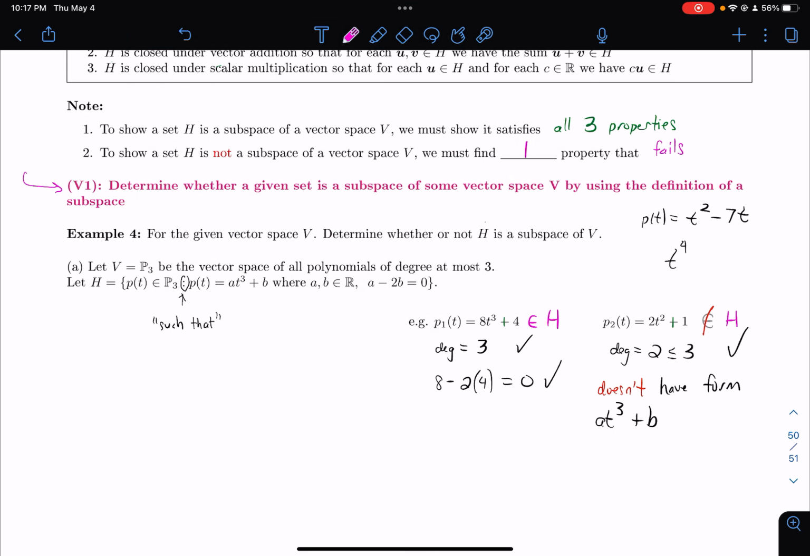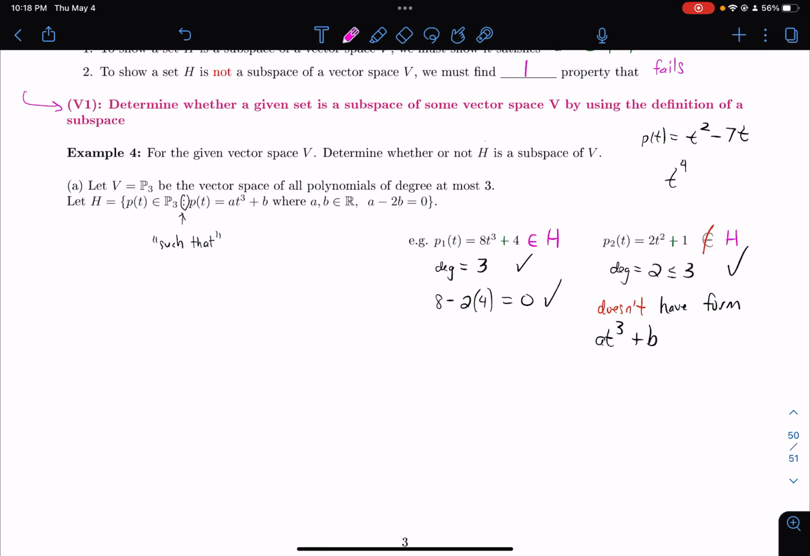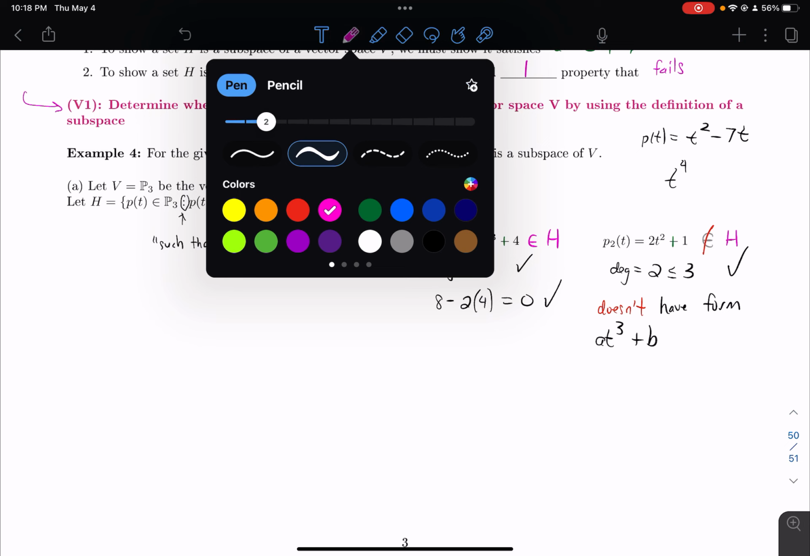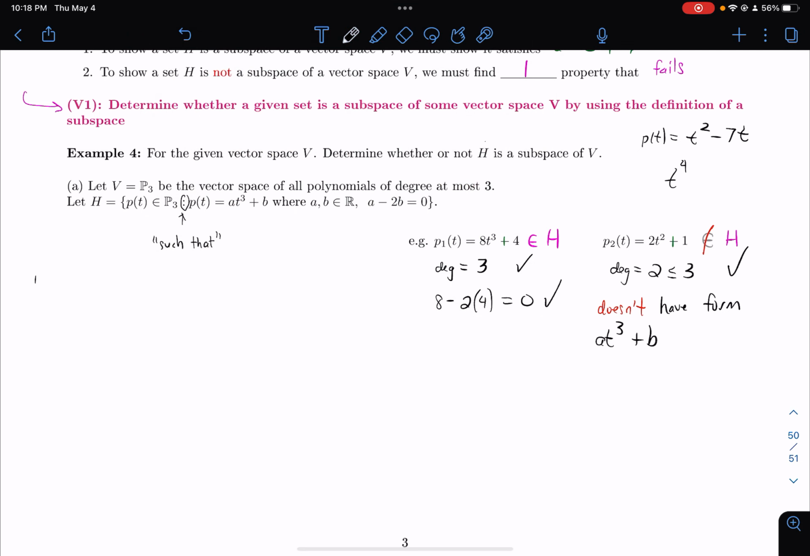Okay, so the things that are in H, they look more like this first polynomial. They got to have this form, something t cubed and then some constant term. And the coefficients, they need to satisfy this condition. a minus 2b has got to be 0. So let's check the three conditions that we need for something to be a subspace. First, I got to ask myself, is 0 in H? So is 0 in H?